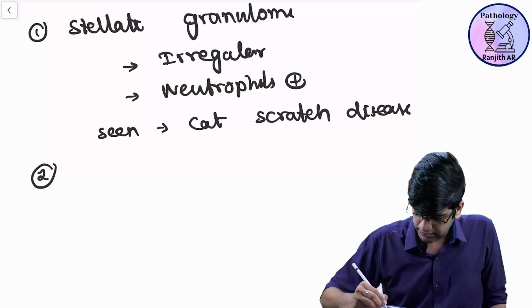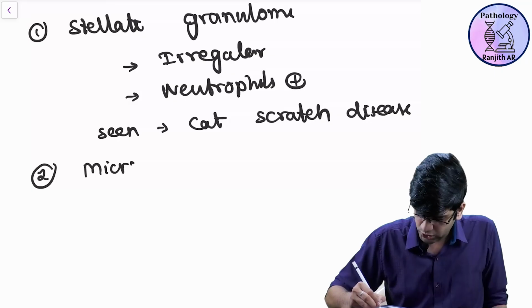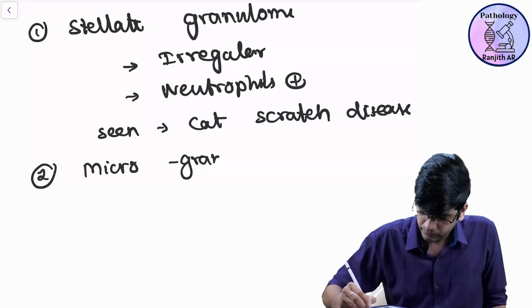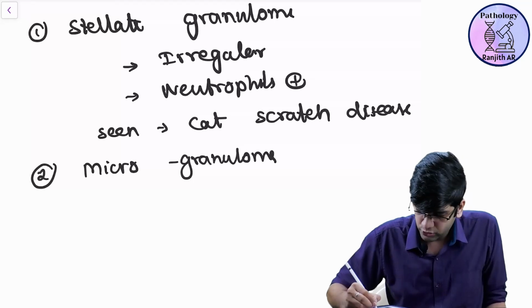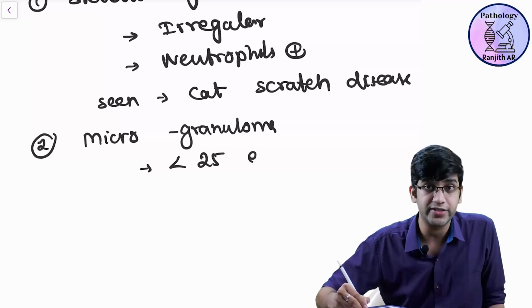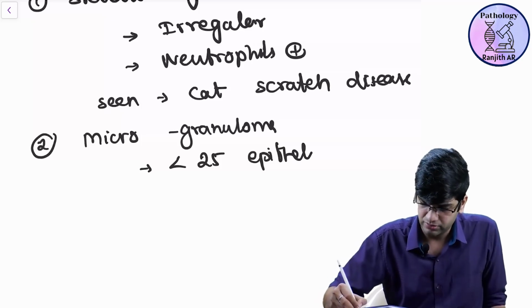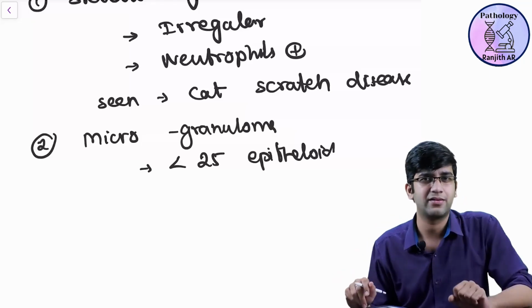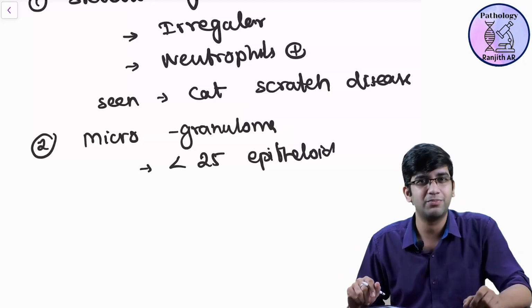Second one, I'm going to call something a microgranuloma. So when do I call something a microgranuloma? When there are less than 25 epithelioid cells. The number is important. Less. Sometimes if you want you can count, but less.